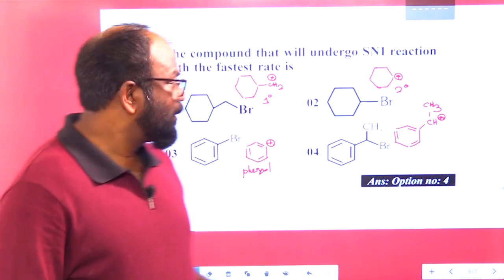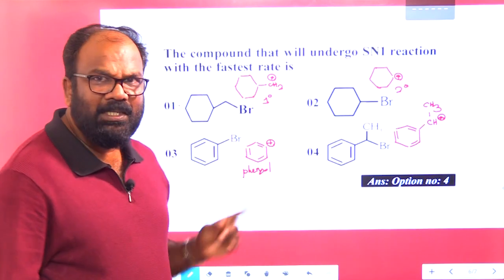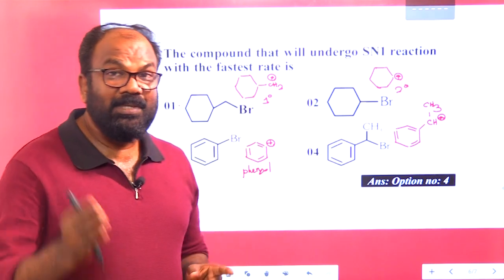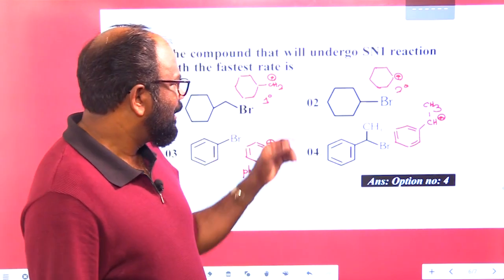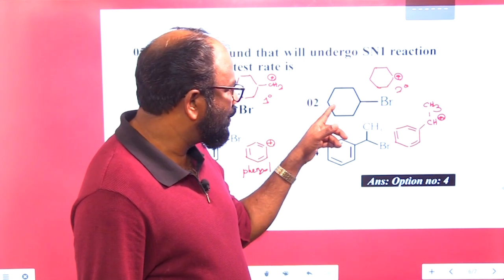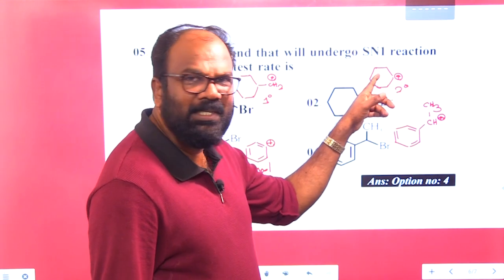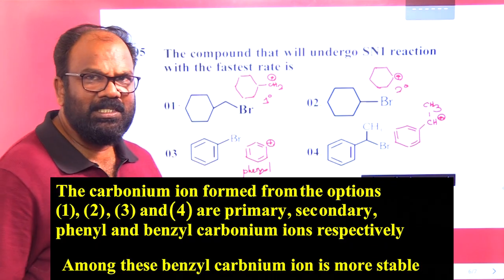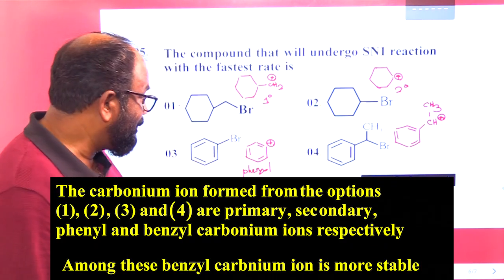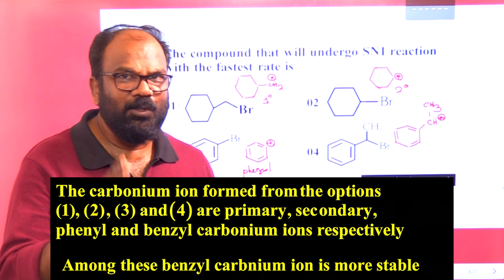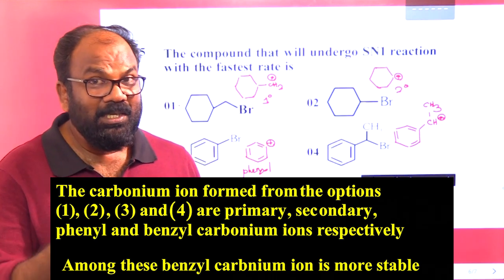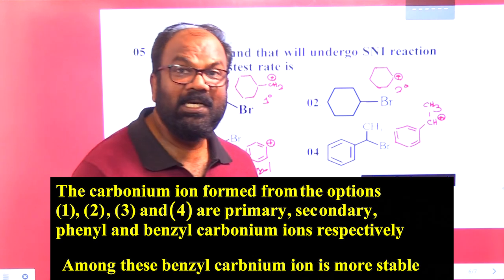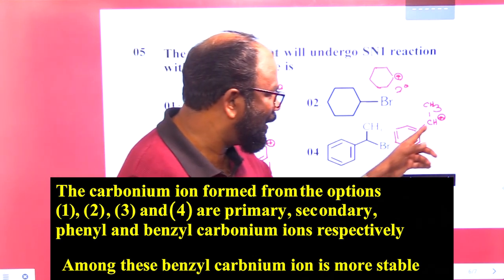Here in the first compound, after removing this bromine atom as Br minus ion, it will become this carbonium ion, which is a primary carbonium ion. In the second option, the carbonium ion formed from this compound is this one. It is a secondary carbonium ion. And the third option, that is bromobenzene, will become phenyl carbonium ion. Phenyl carbonium ion is less stable, that is even less stable than primary carbonium ion. And in the last option, the carbonium ion formed is a benzyl carbonium ion.